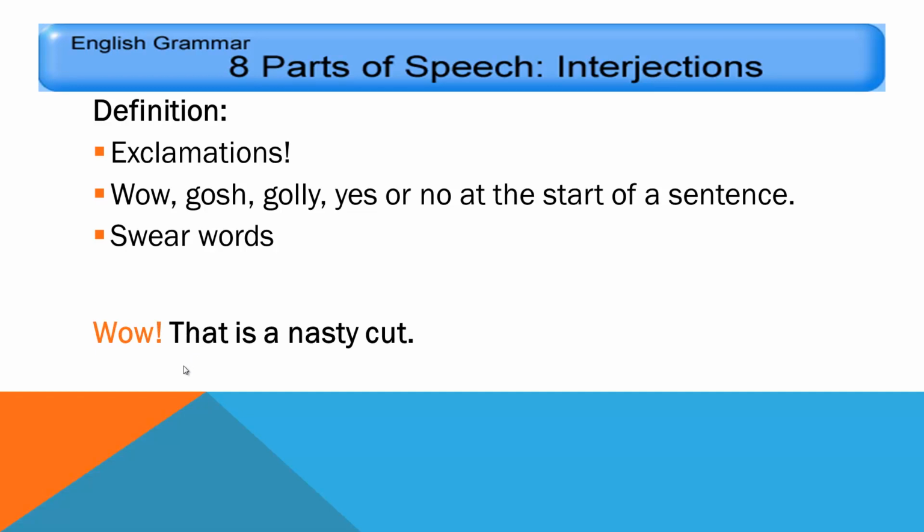So, for example, "Wow, that is a nasty cut." Interjections essentially are words that just don't fit with the rest of the sentence. They don't fit with the functions of the rest of the sentence. They are sometimes, again, words like gosh or ouch, things that don't really have any meaning in and of themselves except to exclaim.